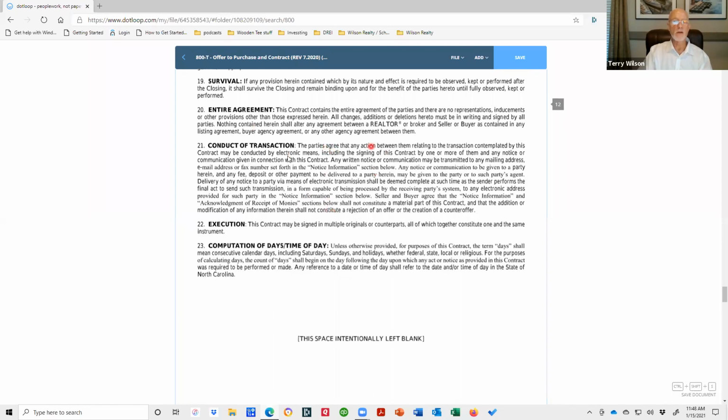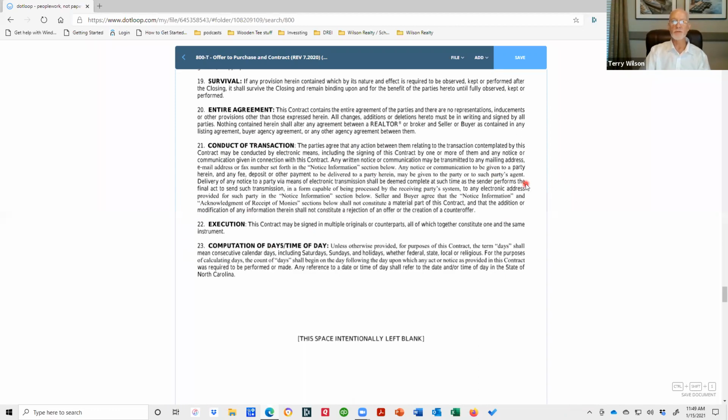Contract, any notice of information, any notice of communication can be given to the parties or their agents. Do you remember we talked before about agent equals client, client equals agent? If you communicate acceptance to the agent, you've communicated to the client, and now they're under contract. It's because of this paragraph.